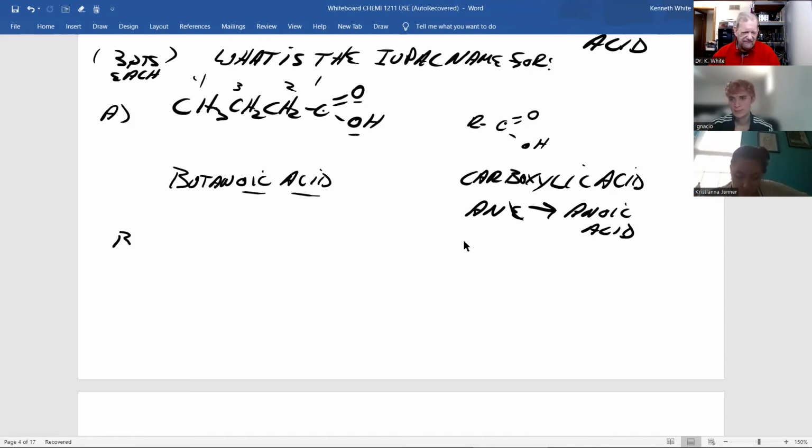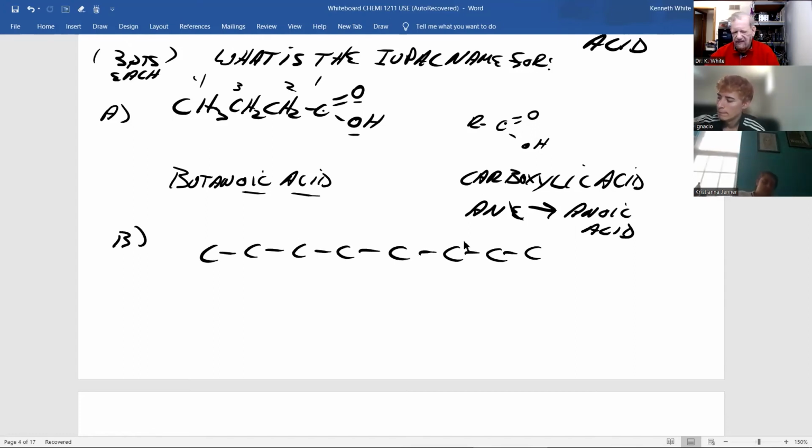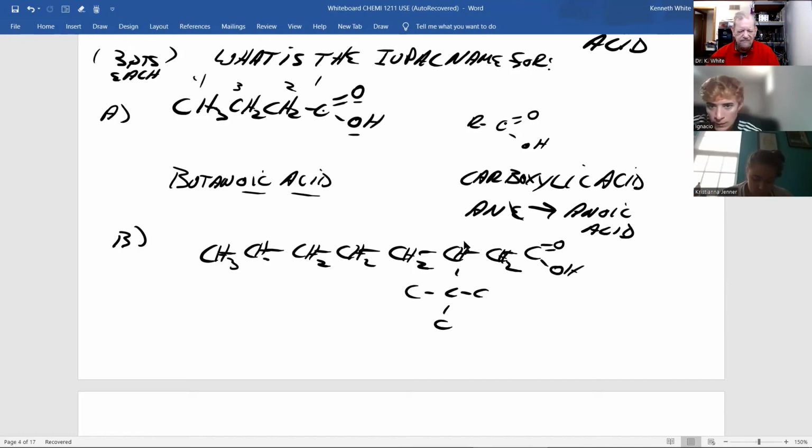All right, let's do another one. That's 8 carbons across. And what would be the IUPAC name for the following molecule?